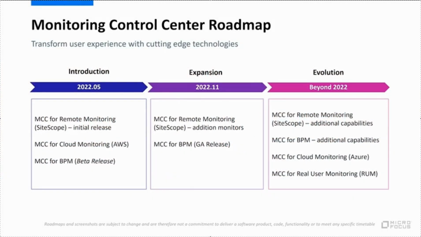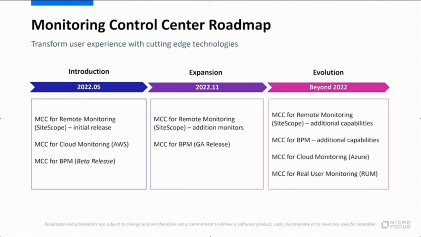Okay, you heard a lot about MCC today, and you're probably wondering when it's going to be available and when you can get your hands on it. So we are coming out with MCC for remote monitoring. That's MCC for SiteScope, the initial GA release in this coming spring. So this is going to be in the 2205 release. At the same time, we are also bringing to market MCC for cloud monitoring. This is for our AWS hyperscale monitoring service. And we are also going to have a beta version of MCC for BPM.